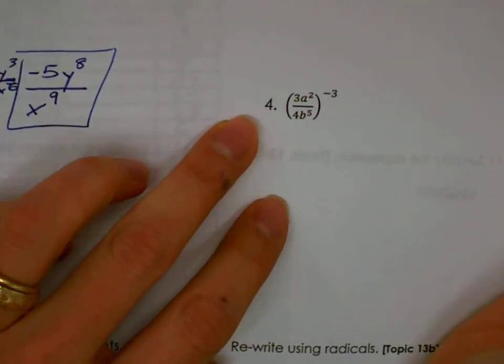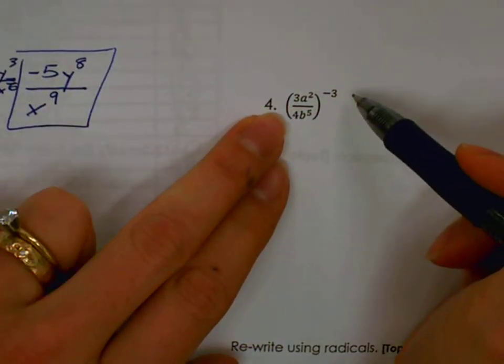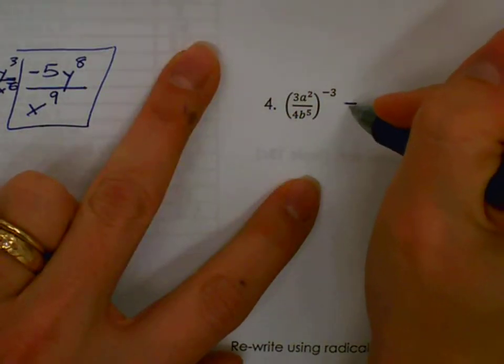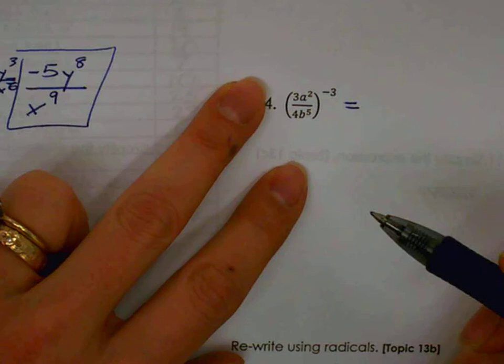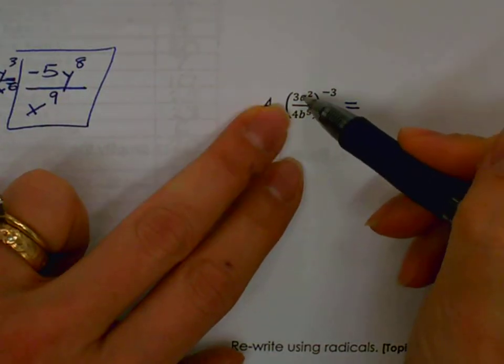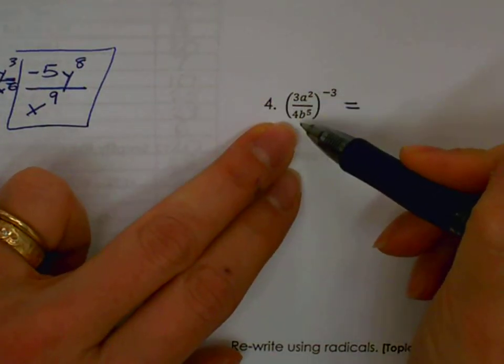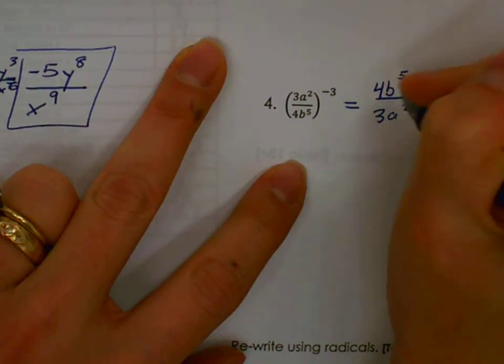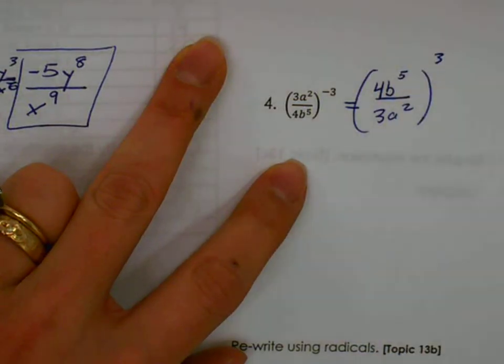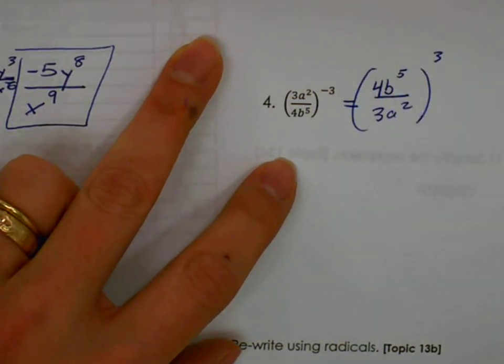Number 4, before I do anything, I'm going to get rid of that negative exponent, and I'm going to get rid of it by just flipping my whole fraction. So remember, negative exponents, if it's on the top, it moves to the bottom. If it's on the bottom, it moves to the top. So for a fraction, the top of my fraction moves to the bottom, and the bottom moves to the top, or I just flip it. So 4b to the 5th over 3a squared, and now it's to the +3. And that means that everything is being raised to the 3rd power.